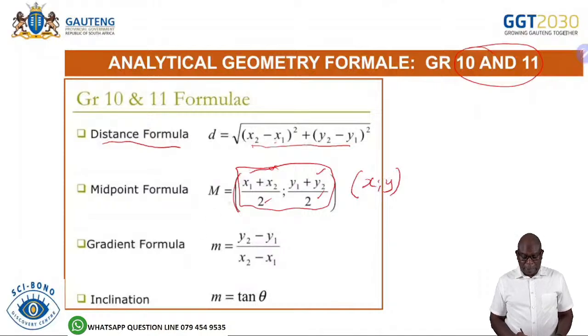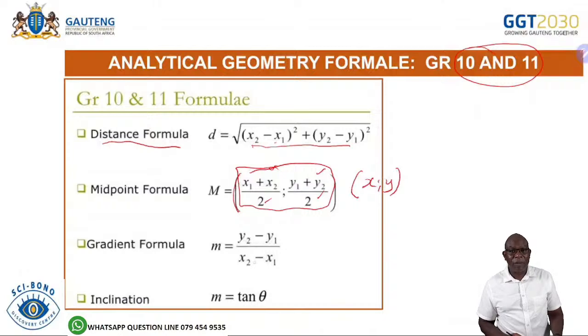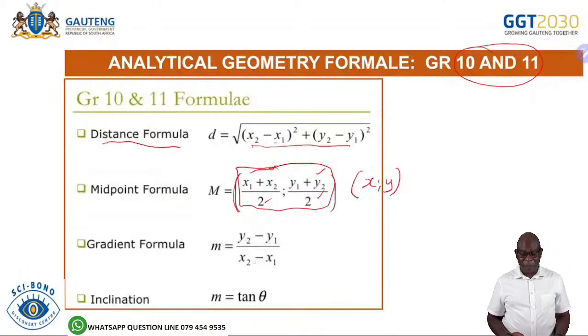All right. The next one is the gradient formula, which is m equals y2 minus y1. Copy it correctly. We still have learners who are writing it incorrectly, even when the formula has been given. We still have learners who write x2 minus x1 over y2 minus y1, which is incorrect. It is the change in y over the change in x. So it must be the change in y over the change in x.